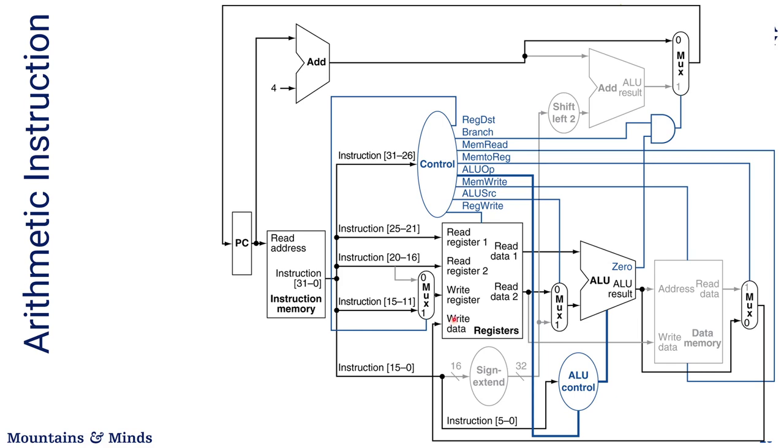If we're doing an add instruction, we're also not doing a branch, so we're simply incrementing the program counter by 4 and then passing it back to the program counter for the next cycle.